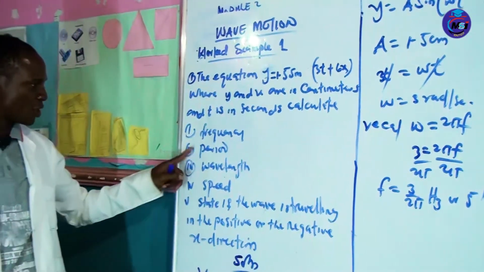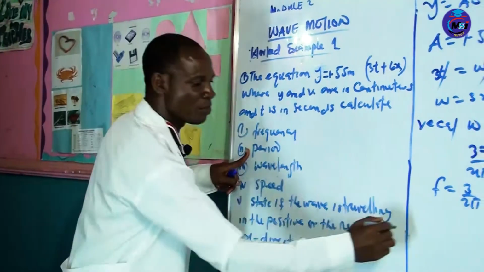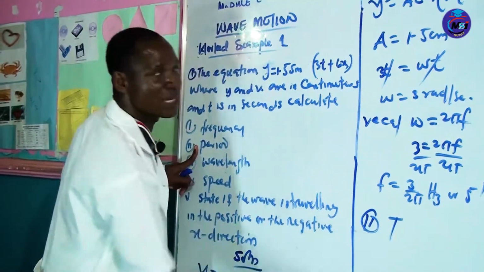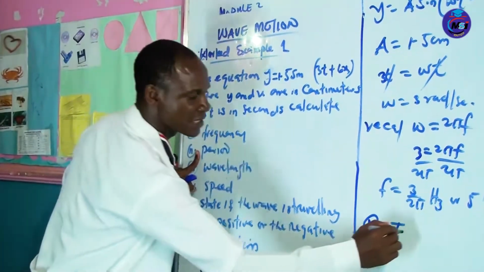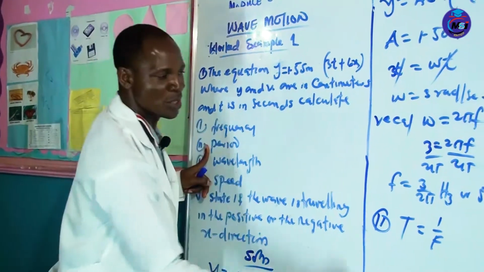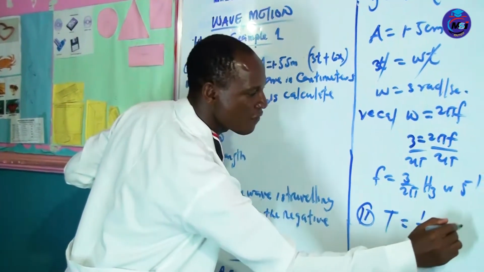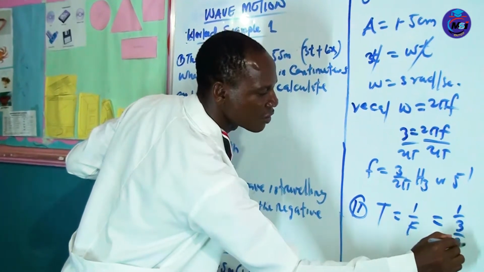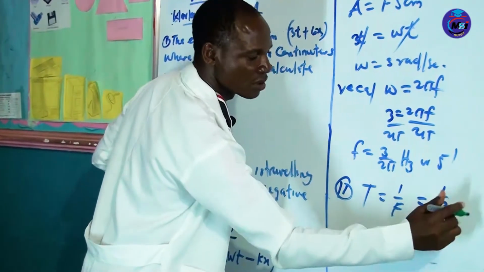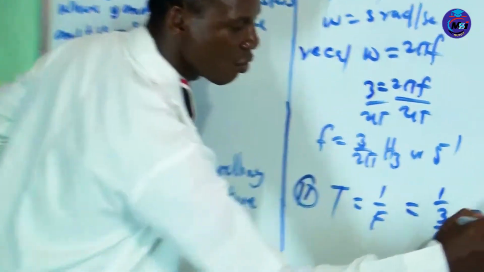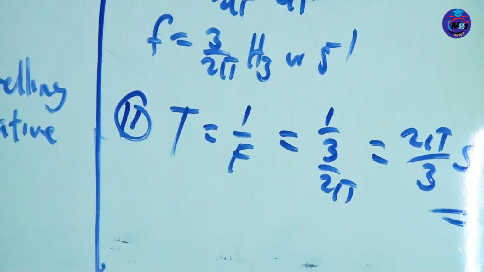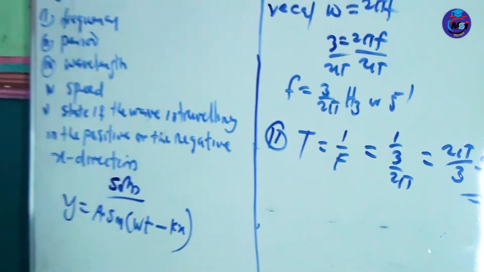Now to get the period, that's number 2. Period is denoted with the letter big T. It's the reciprocal of frequency. All we need to do is put 1 here, and we have 1 over 3 over 2 pi. Now apply your mathematics. This one will go up. Now we have 2 pi over 3 seconds. That will give us the period of that solution.